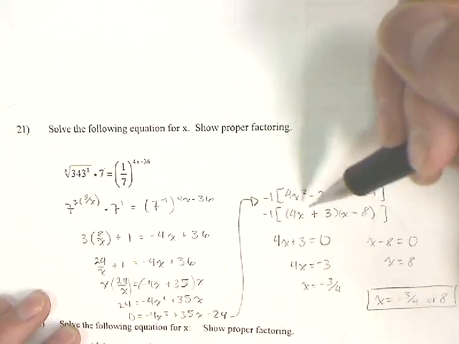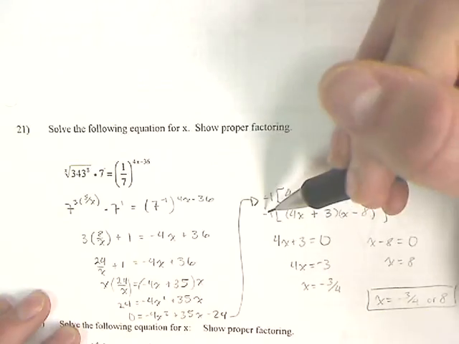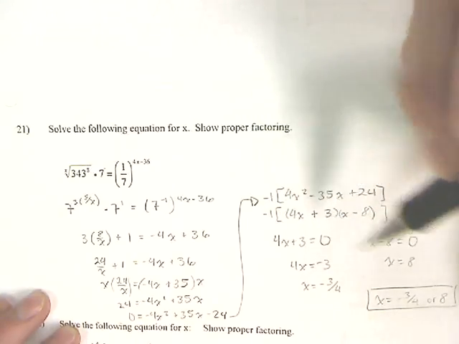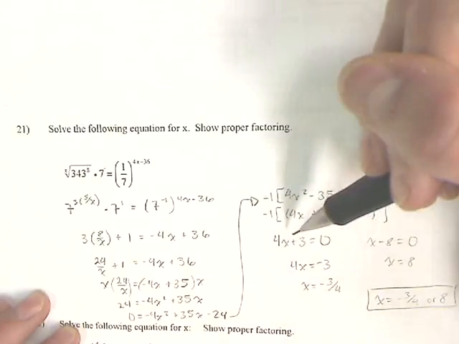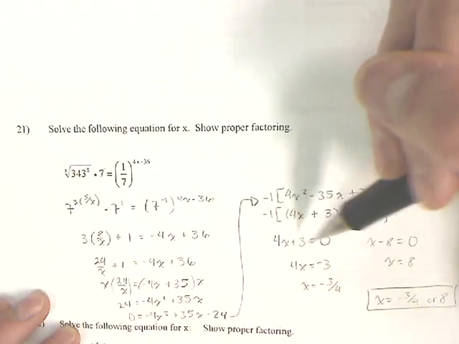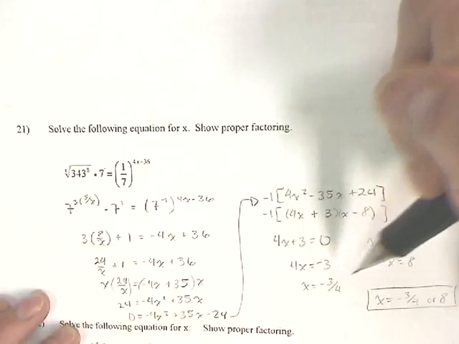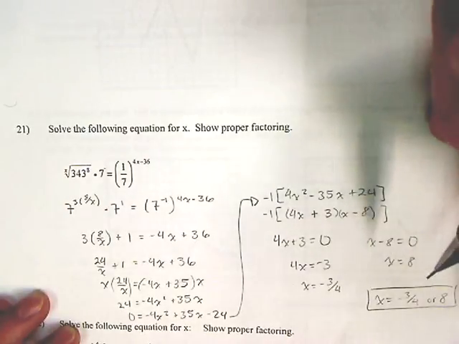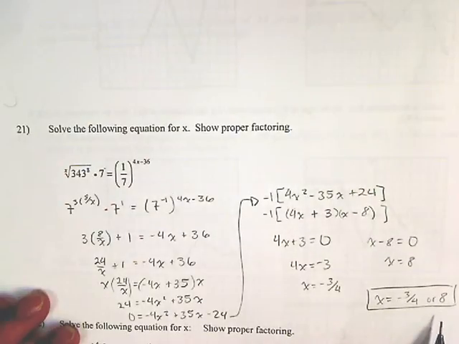And you set both of these terms to 0, and x cannot equal negative 1, so you don't have to worry about that one. And once you set both of these terms to 0, you can solve for x, and it will have 2 answers, and that's the end of the problem.